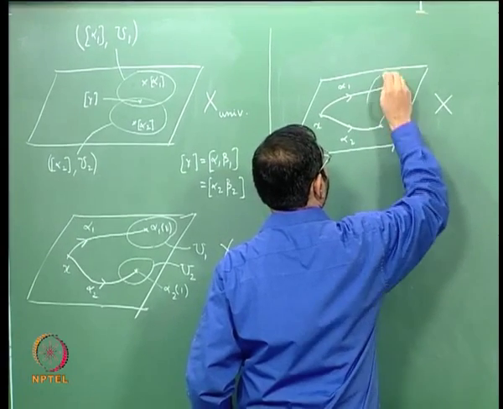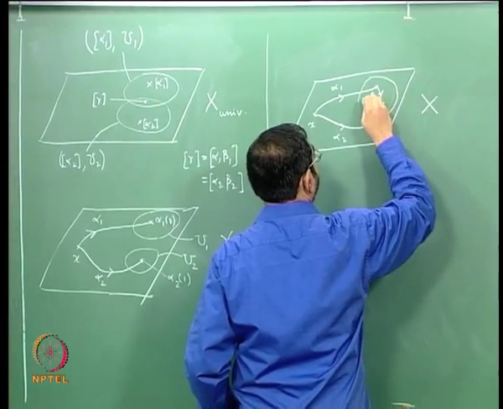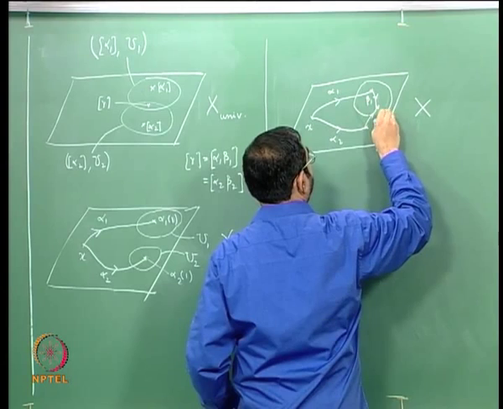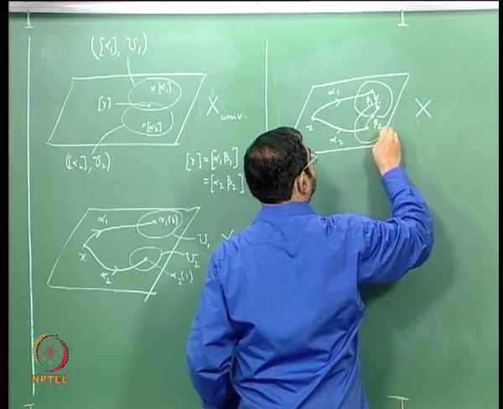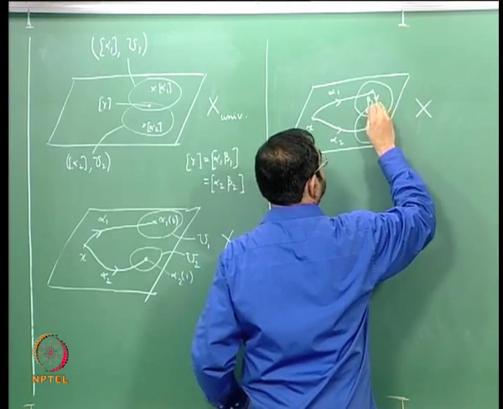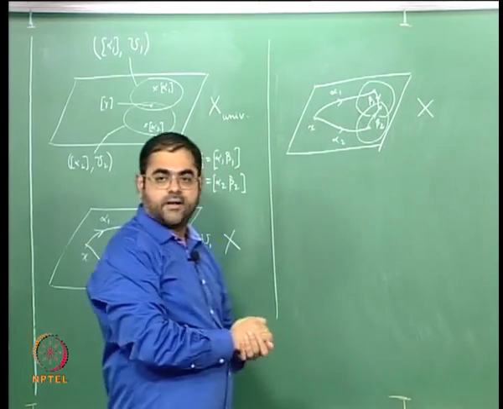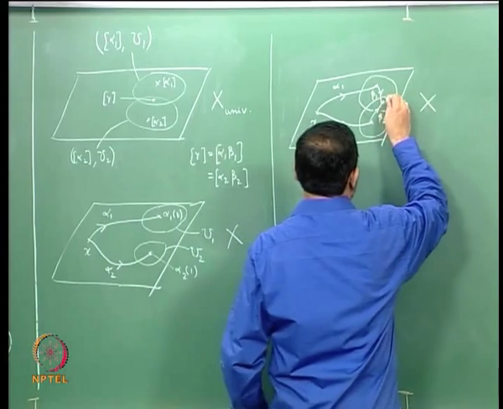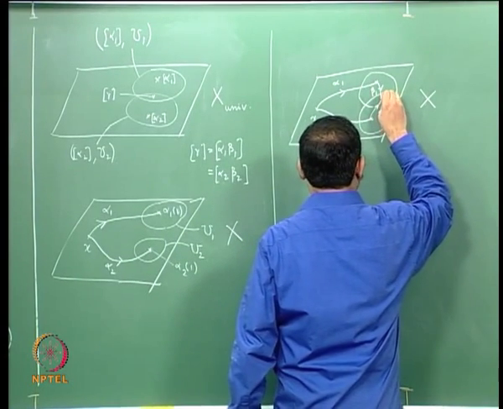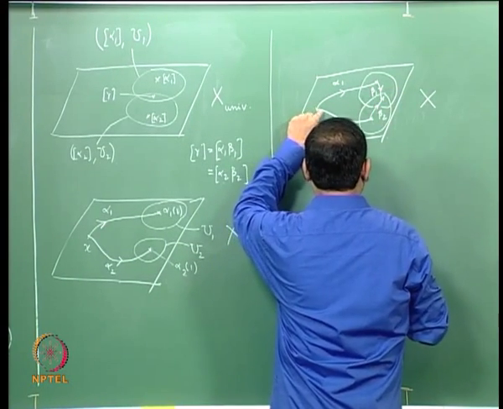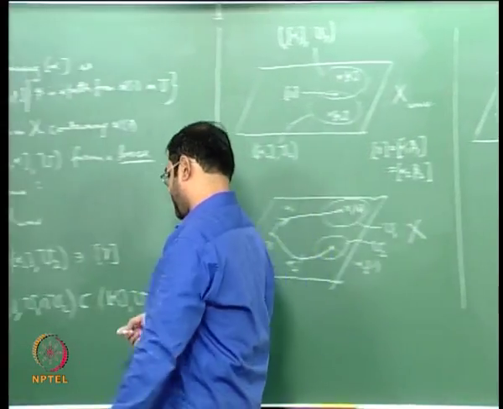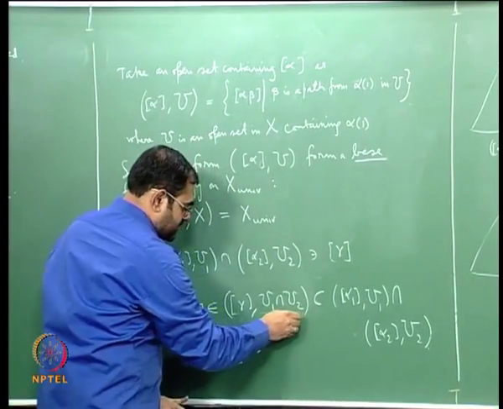This point is in u1 as well as in u2, so this diagram looks like this rather. So there is this common intersection, so u1 and u2 have to intersect, and then if u1 and u2 intersect, then I can consider this set of this form.